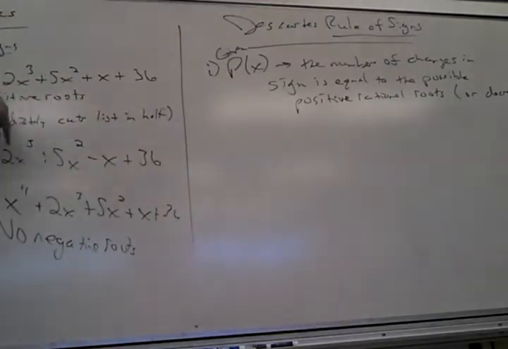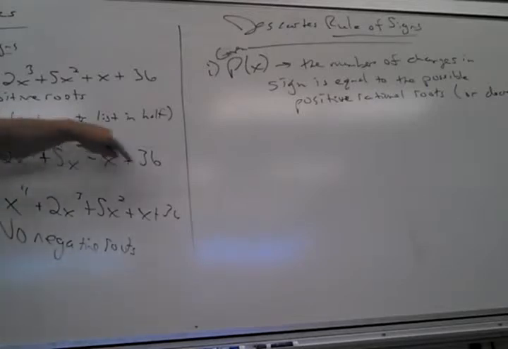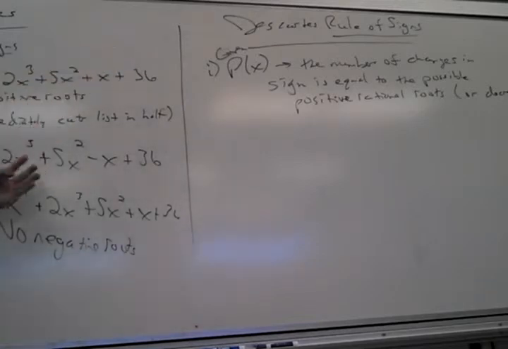Right. So, how many changes in sign were there here? It starts off positive and then it changes sign. So that's one. One, two, three, four. So Descartes says there could be four positive roots, or two, or zero. That's what the last piece means.